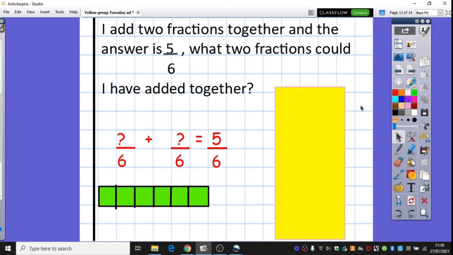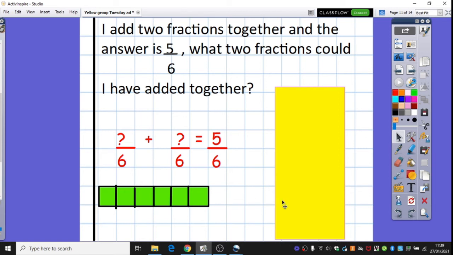So let's have a look at what we're going to be doing then. I add 2 fractions together and I get the answer of 5/6. What could the 2 fractions be? Now sometimes questions like this can seem a little bit tricky because they are asking us actually a question where there's more than one answer which would be correct. So I'd like you to pause the video now and think, what 2 fractions, and you might want to use the bar model as well to help you, what 2 fractions could you add together to make 5/6?